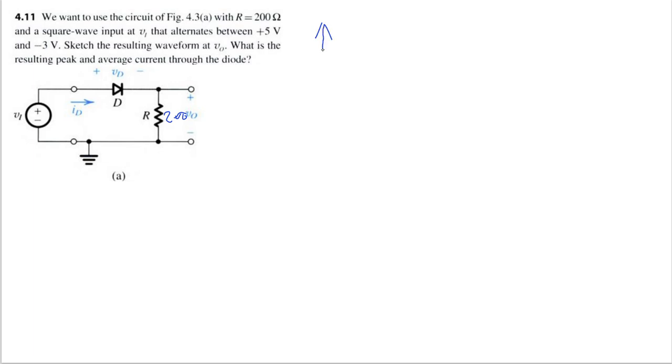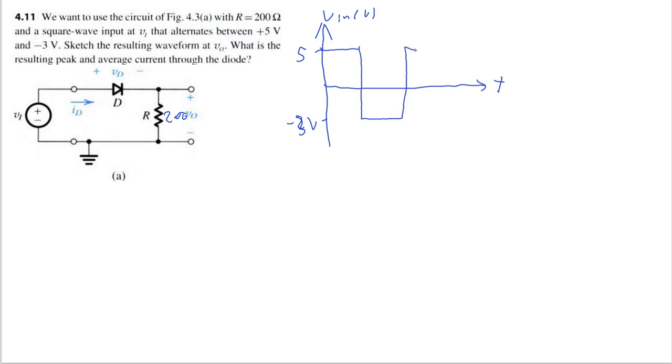Okay, so I think it would be a good idea to sketch Vin first. So it's a square wave, and it alternates between plus 5 volts and negative 3 volts right here. It's a square wave, so it's going to be a horizontal line at 5, jumps down to negative 3, horizontal line, jumps back up to 5, horizontal line, and so forth.